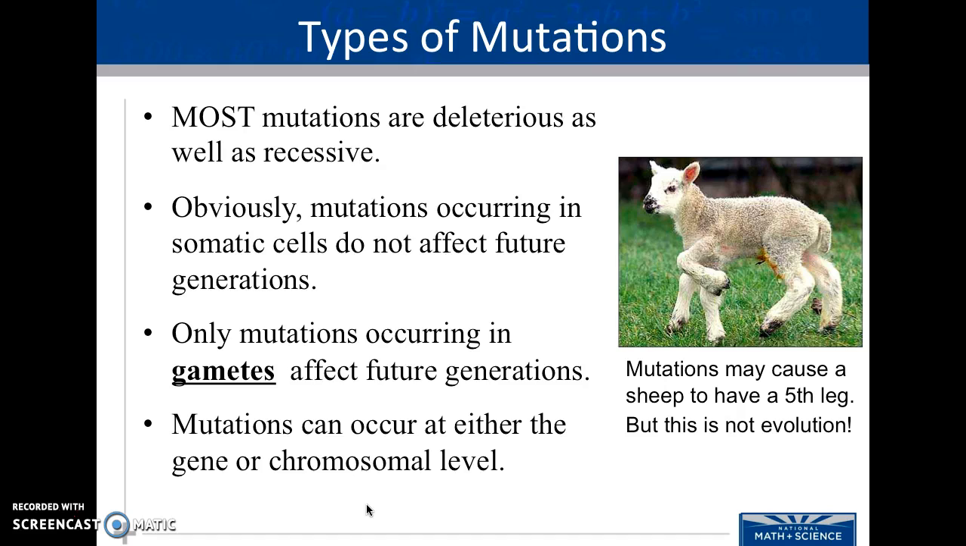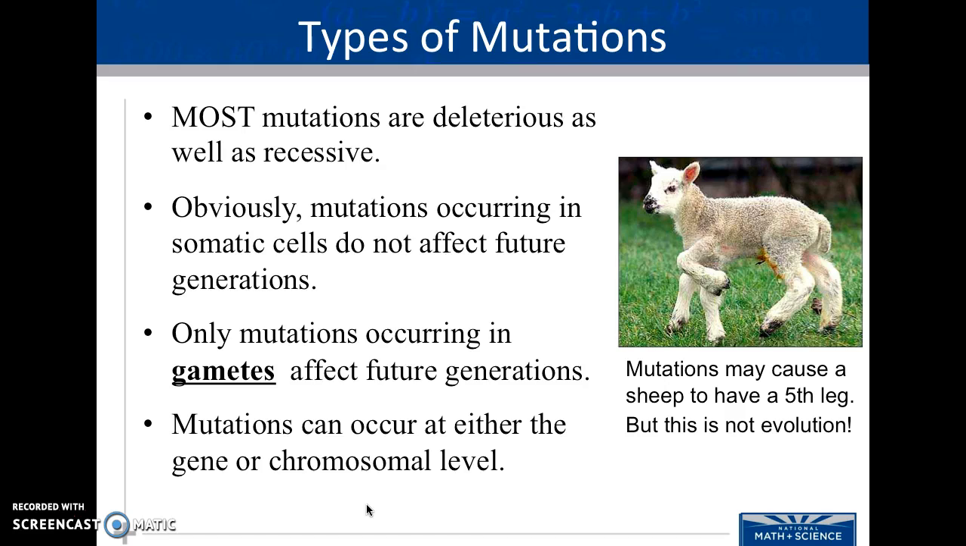Types of mutations that we need to know. Most mutations are recessive but also negative, which means that they will either kill you before you are born, or they are recessive, so they are hidden by the dominant trait. So you may have a mutation, but it never shows up.